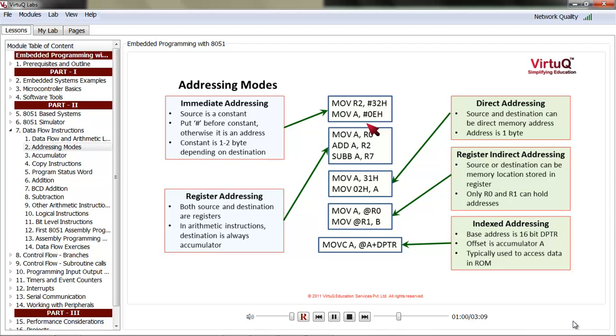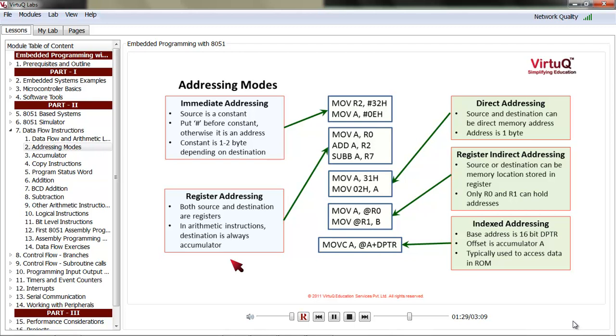Further, in immediate addressing, depending on the target, the constant can be 1 byte or 2 bytes. In register addressing, both source and destination are registers. In this case, both operands are referred to by their register names. Further, in arithmetic instructions such as subb or add instruction as shown here, the destination is always the accumulator.